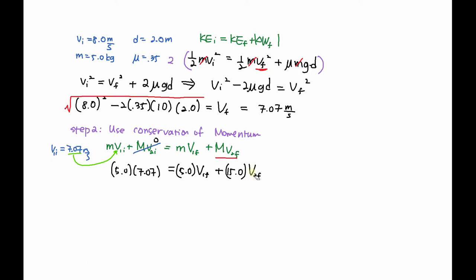But we really want to know this guy, so I'm going to write that in red font. You will notice that we can divide both sides by 5. And that simplifies to 7.07 equals V1F plus 3 V2F. I'm going to set that to be our equation 1.